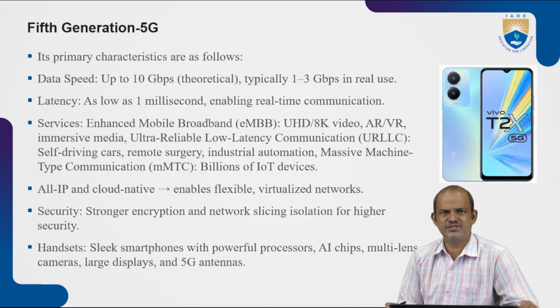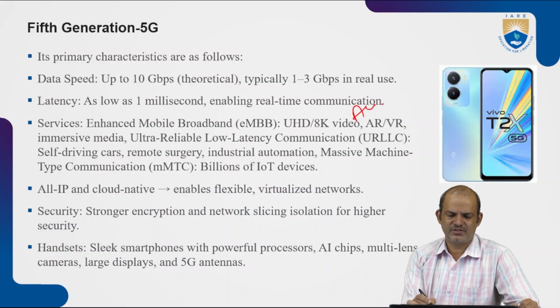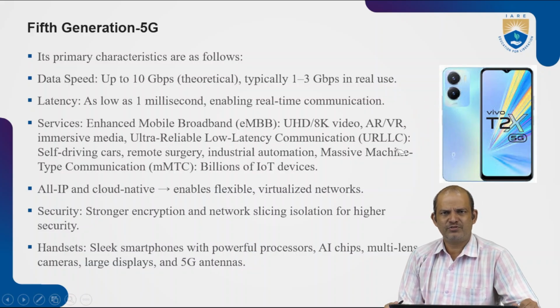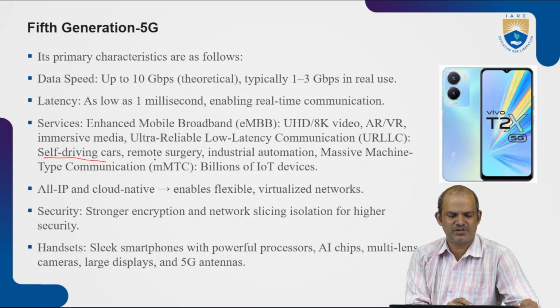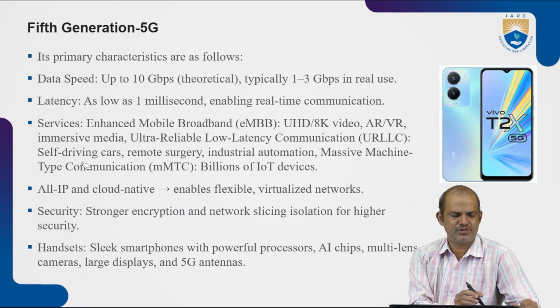The primary characteristics of 5G: data speed is up to 10 gigabits per second theoretically, typically 1 to 3 gigabits in real use. Latency is as low as 1 millisecond, enabling real-time applications. Services of 5G are eMBB, Enhanced Mobile Broadband, UHD or 8K video, AR, Augmented Reality, and VR, Virtual Reality. URLLC, ultra reliable low latency communication, for self-driving cars, remote surgery, and industrial automation, and massive machine type communication, with billions of IoT devices.